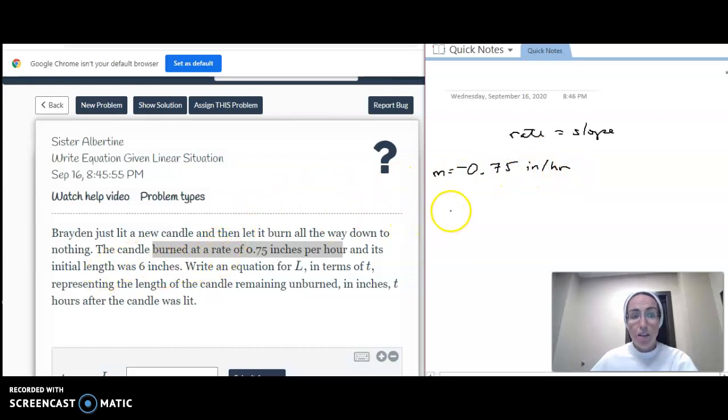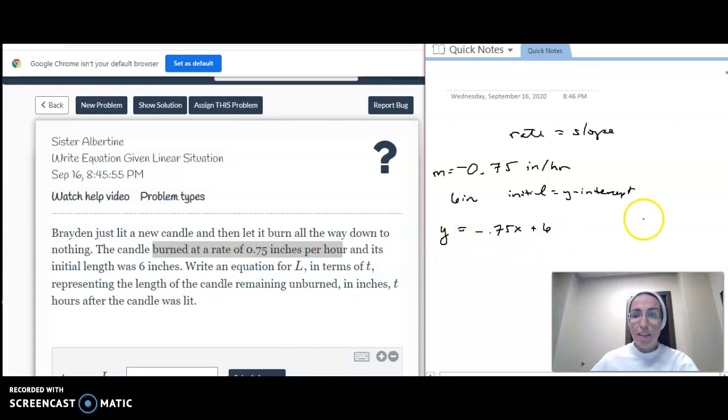Its initial length was 6 inches. 6 inches is the initial length. When we hear initial, we should think y-intercept. So it seems to me that if I did it in y equals mx plus b, it would be y equals negative 0.75x plus 6.